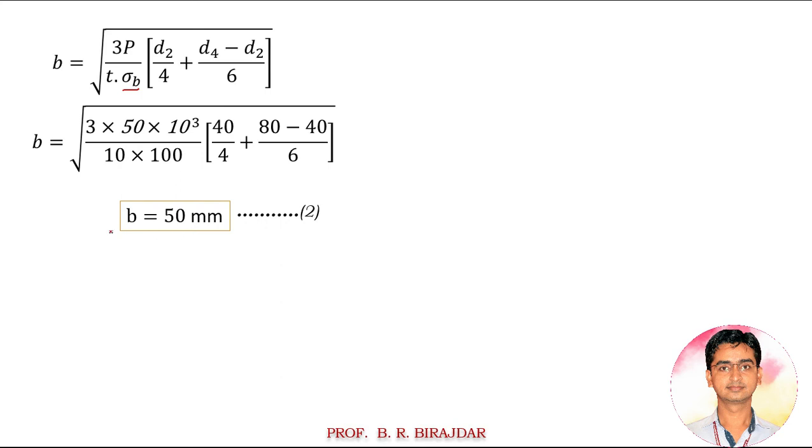Again, if we compare the width by considering shear, it is 50, and by considering bending it is 50. Both values are the same, so from equations 1 and 2, we directly take it as 50. Sometimes it may happen that by considering shear you get 50, and by considering bending you get 60. Out of these two values you have to select the larger value. Here luckily we got the same value, so we consider b equal to 50 mm.